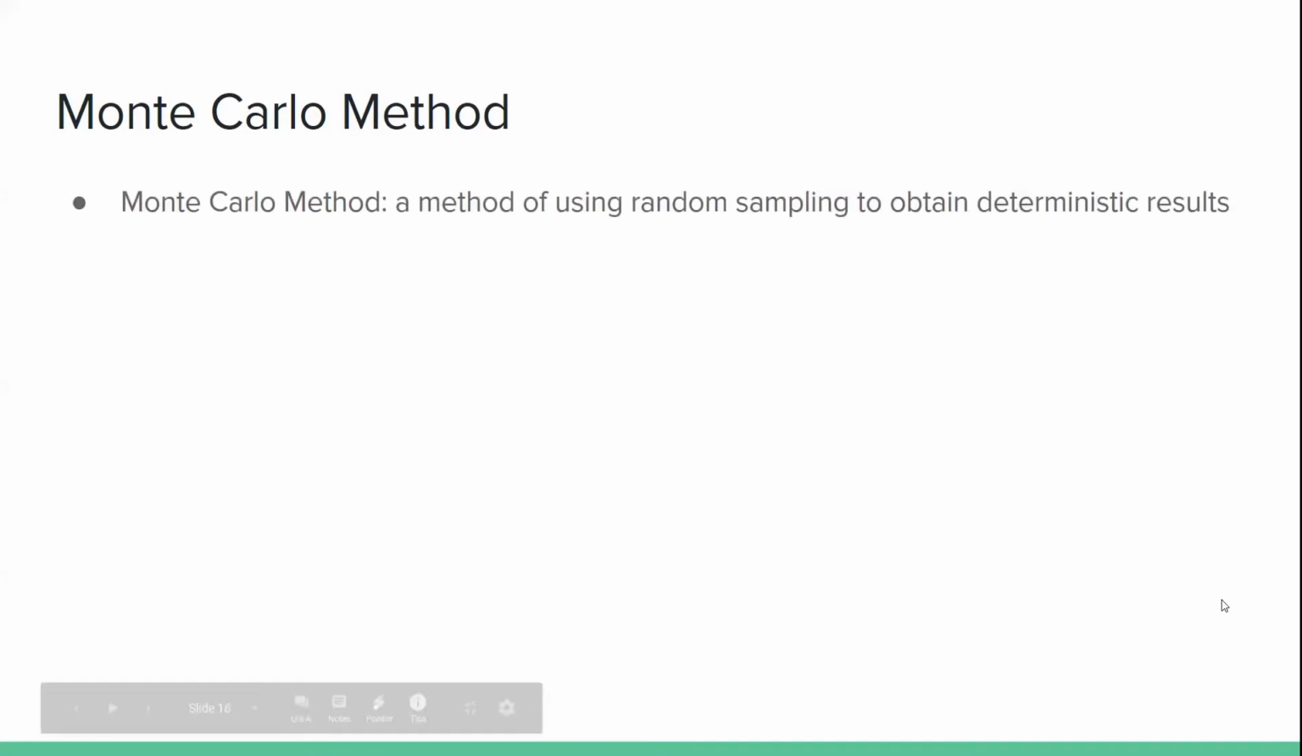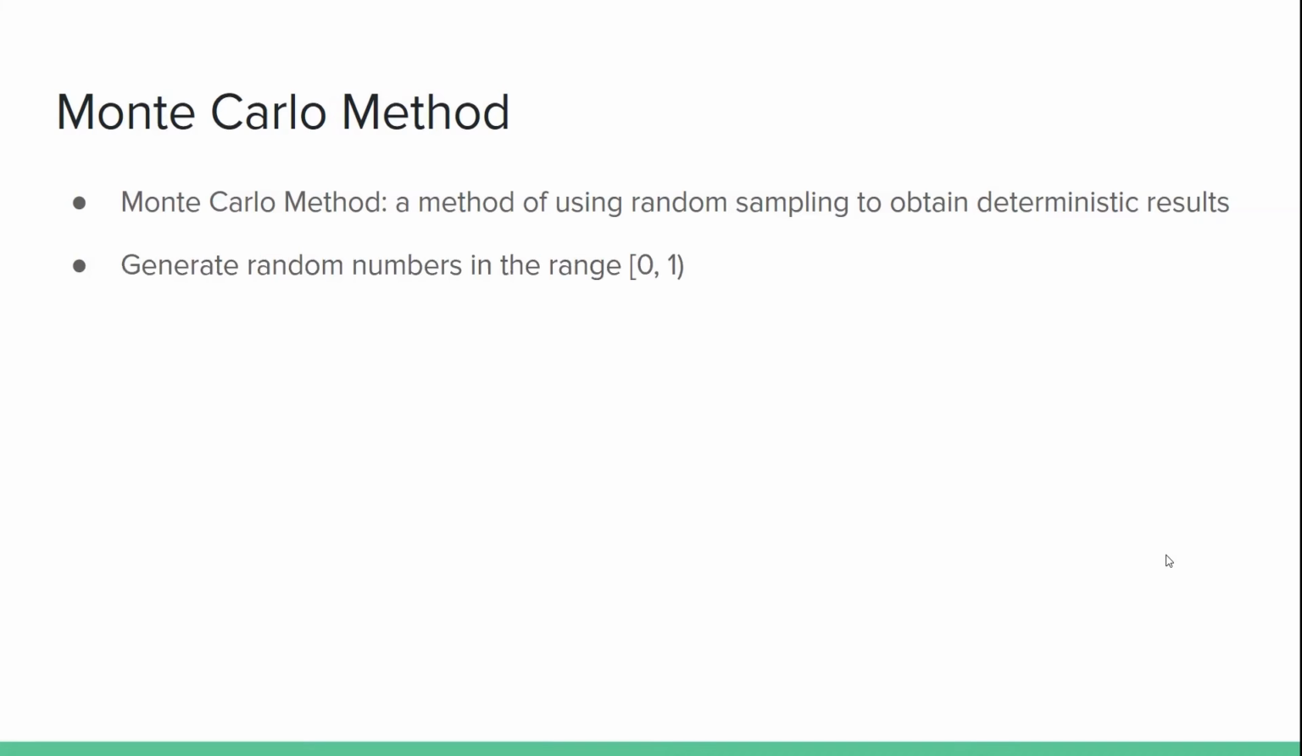So the first test we're going to be talking about is the Monte Carlo method. So what is the Monte Carlo method? It's a method of using random sampling to obtain deterministic results. What that means is that you use randomly generated numbers in order to find answers to your math problems.